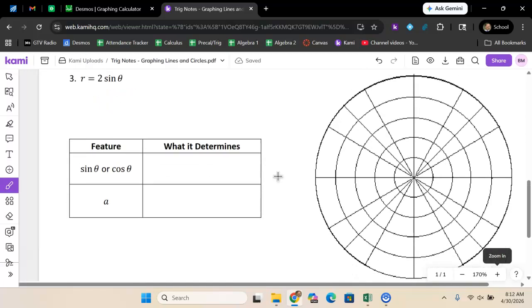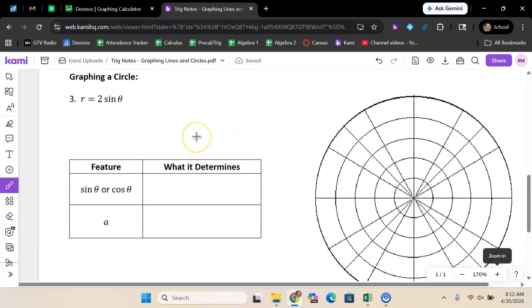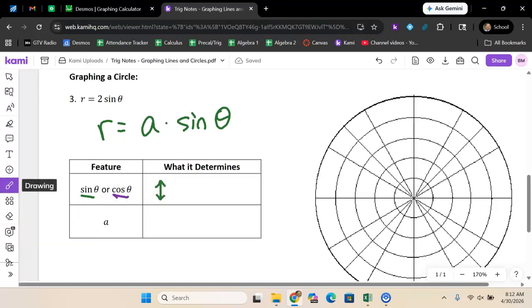And then at the bottom here we have how to graph a circle that's maybe a little bit trickier, it's not centered at the origin. So if you just have r equals some number times either sine or cosine theta, the sine or cosine determines the orientation. If it is sine, it is going to be oriented vertically, and if it is cosine, it is going to be oriented horizontally. And then the a value just tells us how far out to go. So I'm just going to say how far.